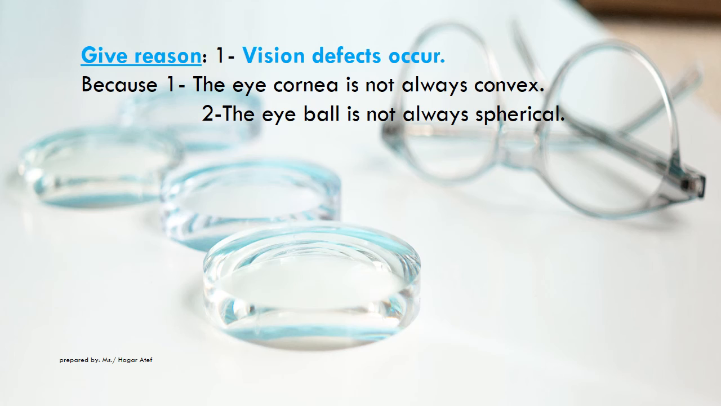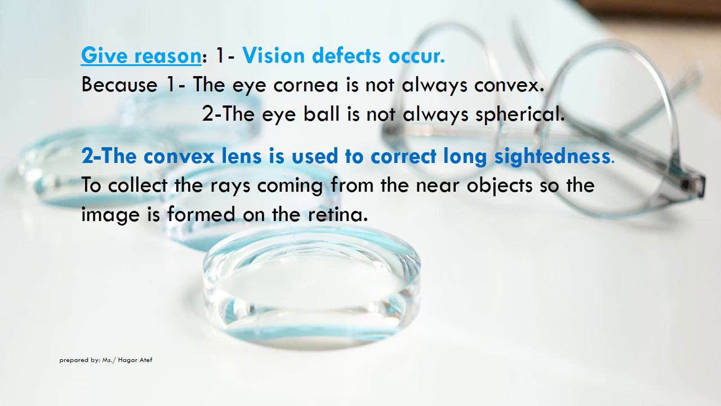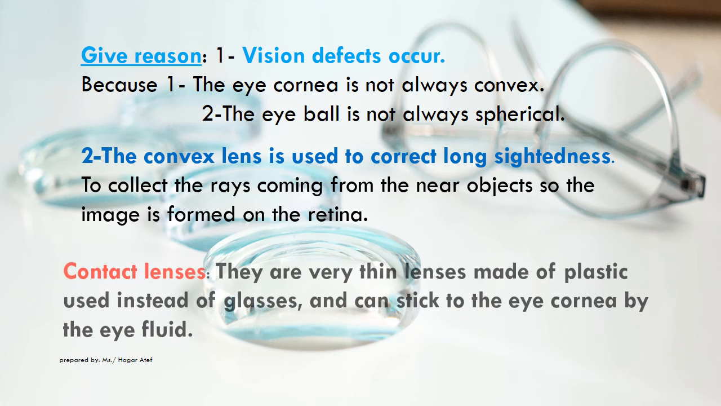So, give reason. Number 1, vision defects occur because the eye cornea is not always convex. Number 2, the eyeball is not always spherical. Number 3, the convex lens is used to correct long-sightedness to collect the rays coming from the near objects, so the image is formed on the retina.